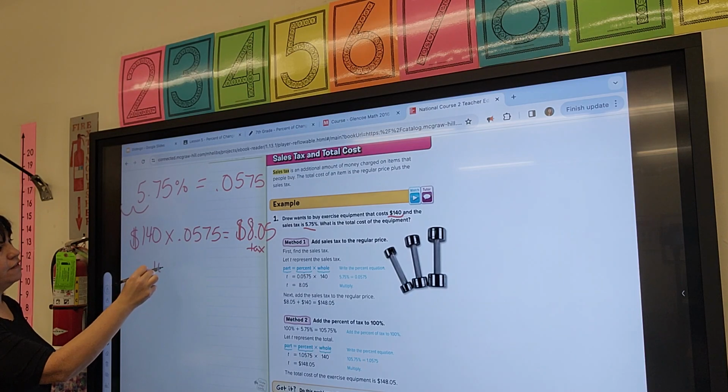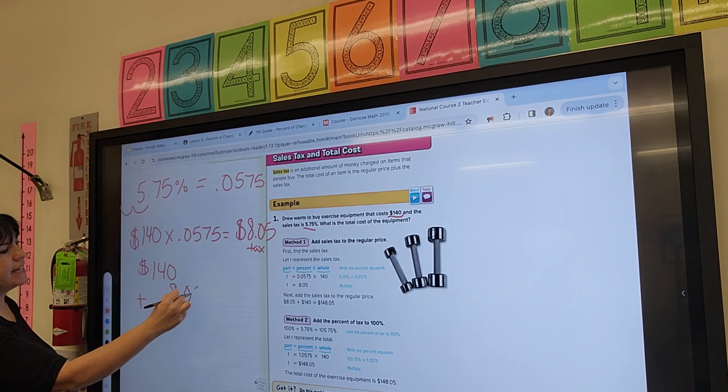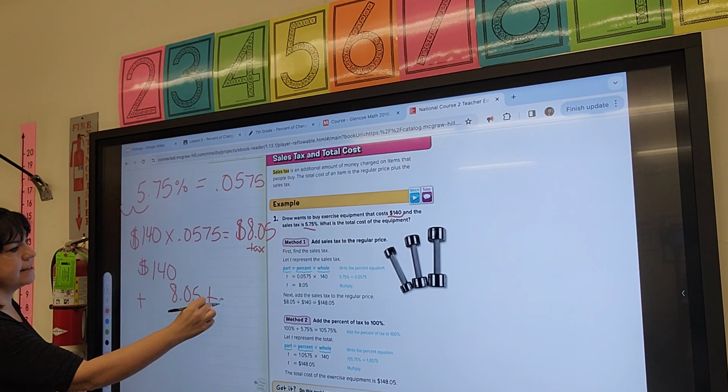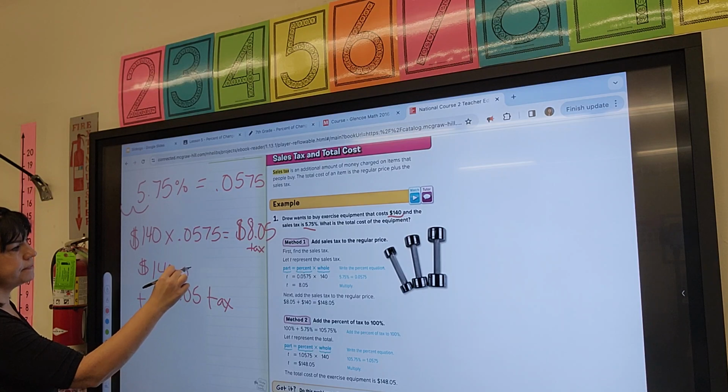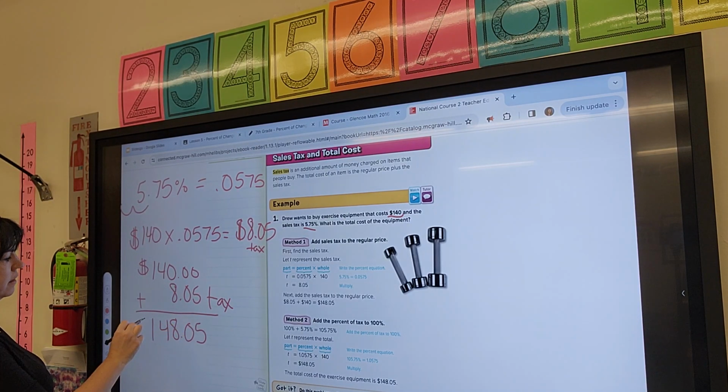So we have $140 plus $8.05 in sales tax. So if we add those together, we get $148.05 for a total. Okay.